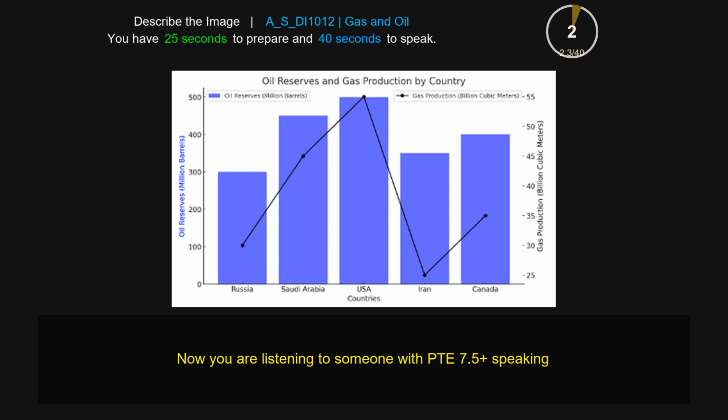The image is a combination of bar chart and line chart. It provides us information about oil reserves and gas production by country. It presents several important data such as oil reserves in million barrels, while different countries are also shown, like Russia and Saudi Arabia. The highest value is seen in USA while the lowest value is seen in Russia. In conclusion, this image provides us information about the relevant topic.